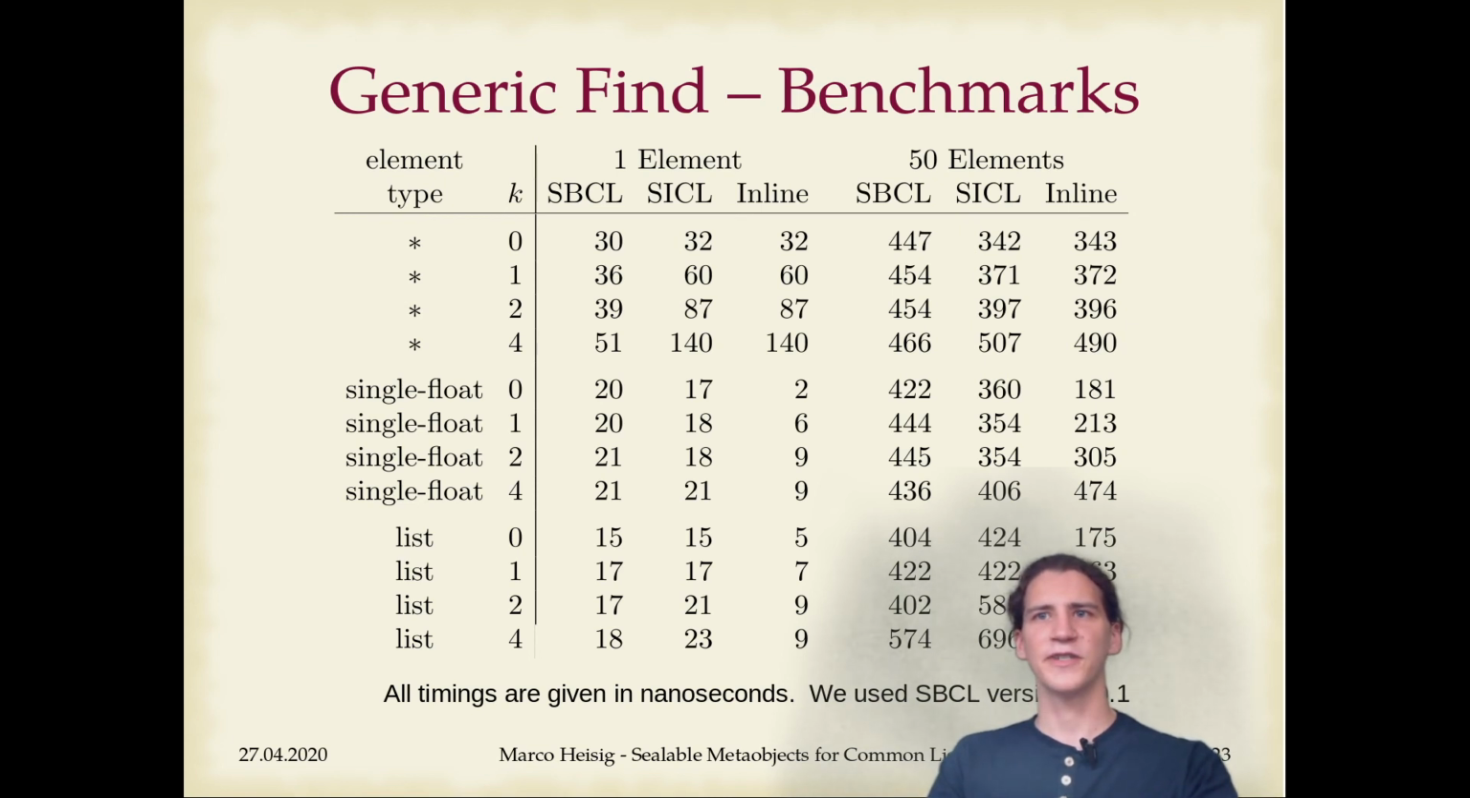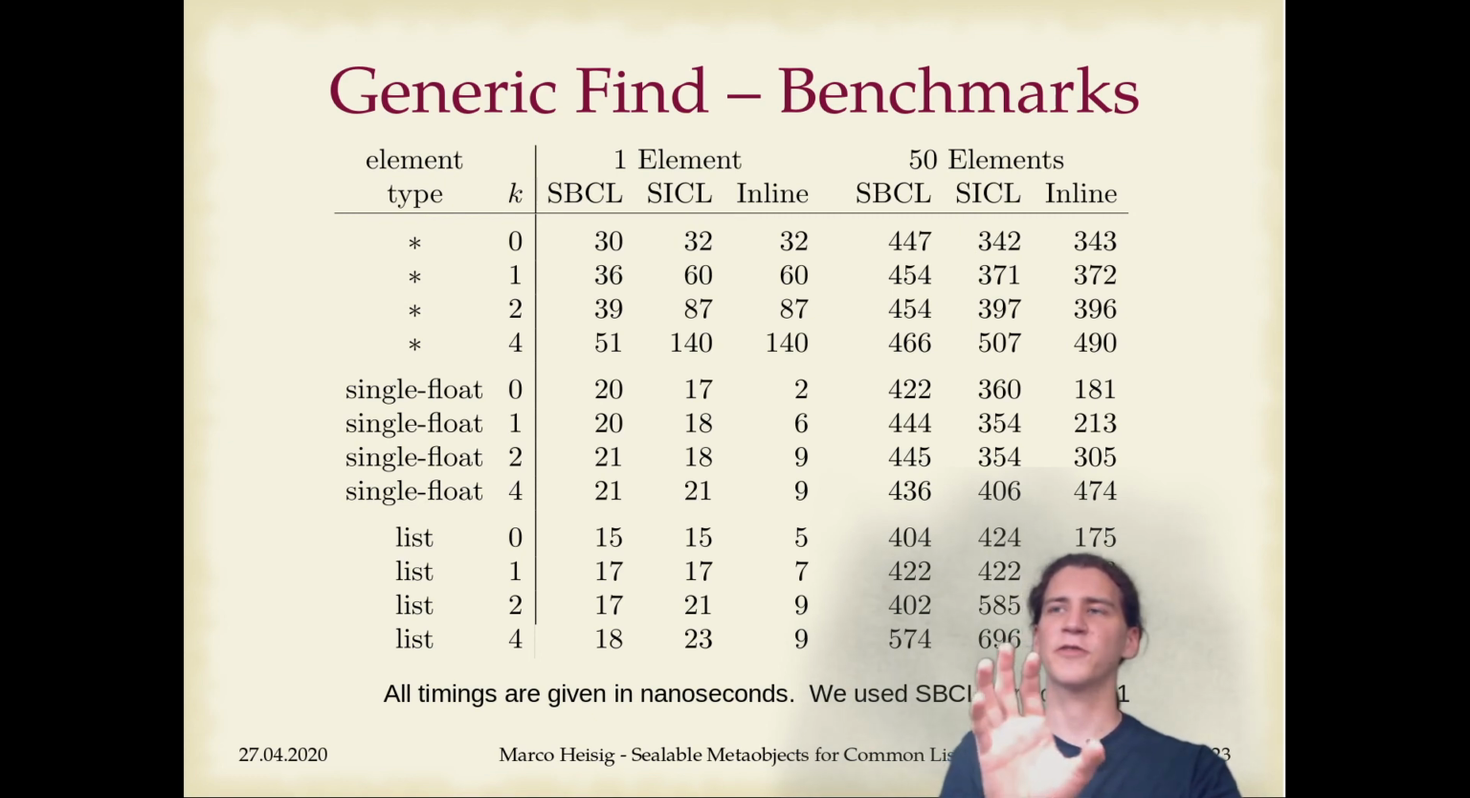But the good news is, without keyword arguments, we are exactly as fast, or almost exactly as fast, as the SBCL version, and we get some slowdown with keyword arguments added, but only in the case where we don't have any element type knowledge, and this is just the regular generic function invocation overhead. And also if we look then in the 50 element column, we see that this overhead is not so significant anymore for larger vectors.